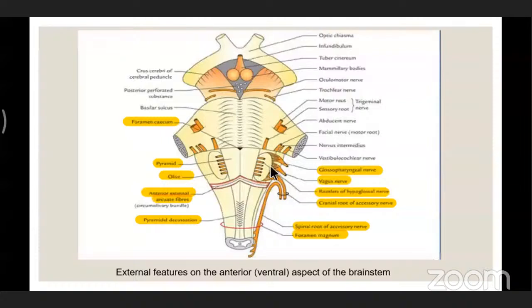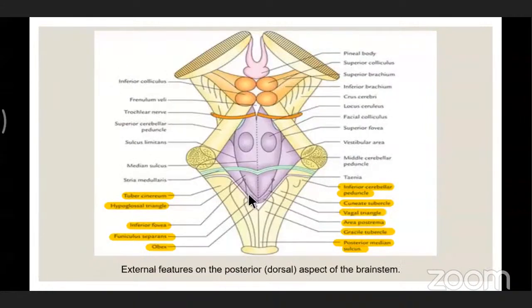Lateral to this, we have oval-shaped elevation called olives. Olives have inferior olivary nucleus beneath them. Rootlets of hypoglossal nerve arise from the anterior lateral sulcus, while the rootlets of 9th, 10th, and 11th cranial nerve arise from the posterior lateral sulcus. Now we'll see the dorsal aspect.